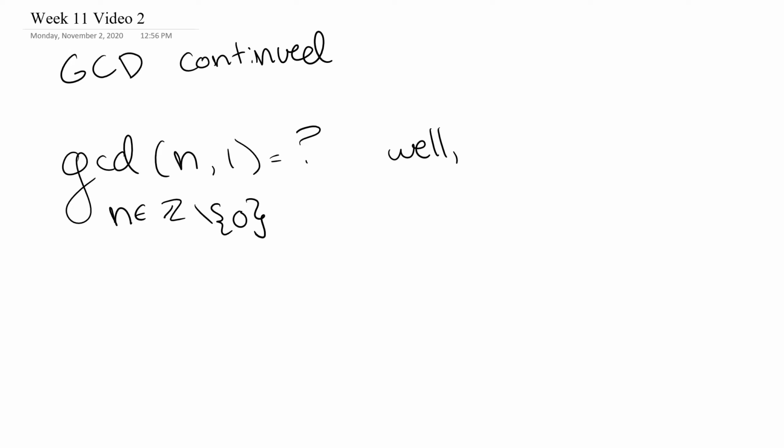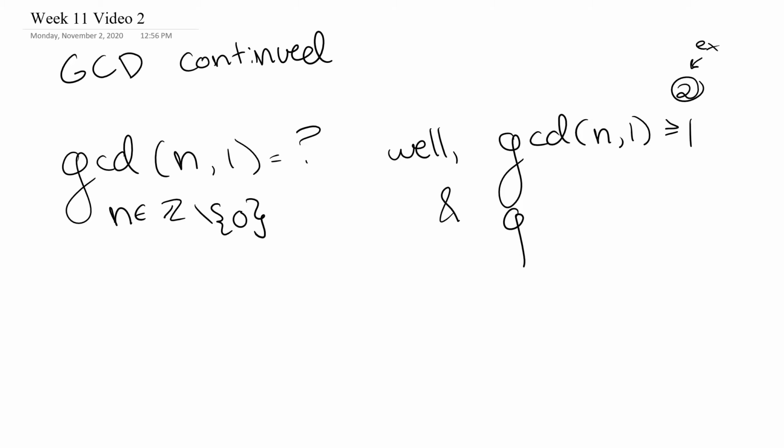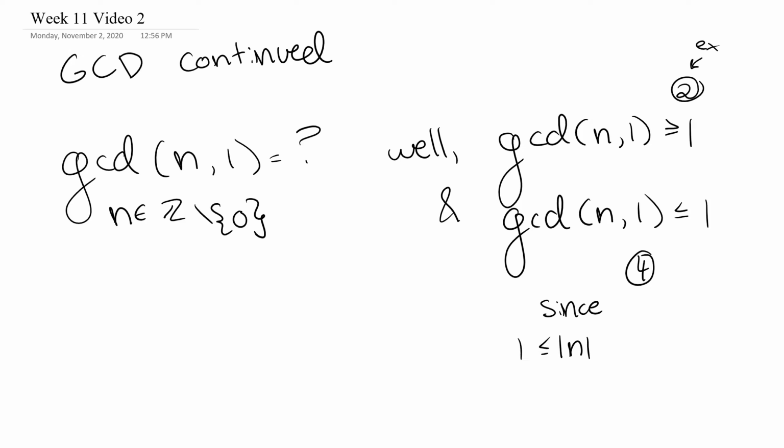Well, from before, and actually if you remember, which don't worry, you don't need to memorize the numbers of my examples from the last video, but we know that GCD of n comma 1 needs to be bigger than or equal to 1, and this was by example 2, and GCD of n comma 1 has to be less than or equal to 1 by example 4, because 1 is going to be less than or equal to the absolute value of n, since n is not 0.